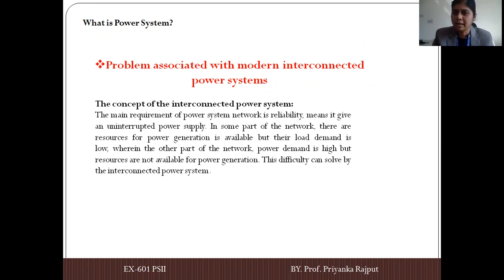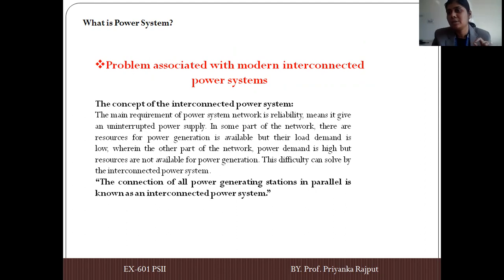In some parts of the network, power generation resources are available, but the load demand is low, whereas in other parts of the network the power demand is high, but resources are not available for power generation. So this difficulty can be solved by the interconnected power system. So what is the interconnected power system?